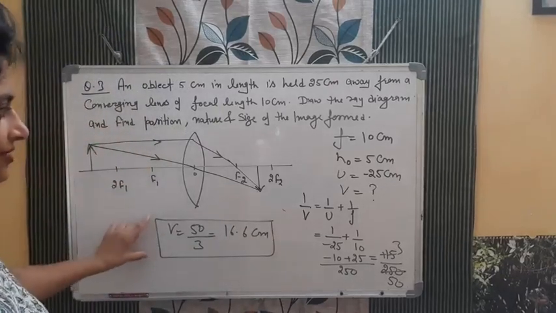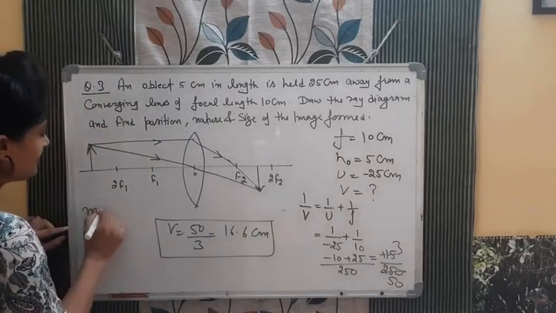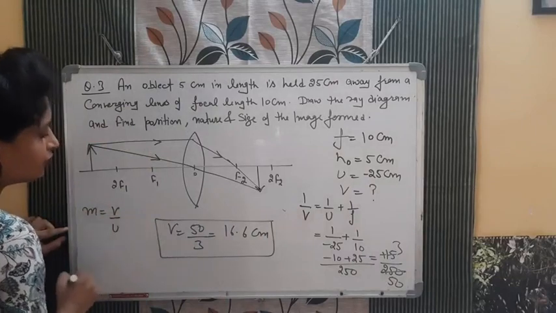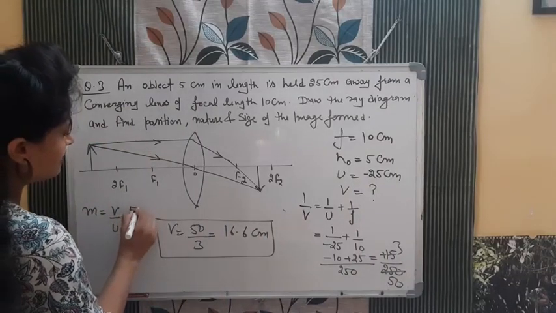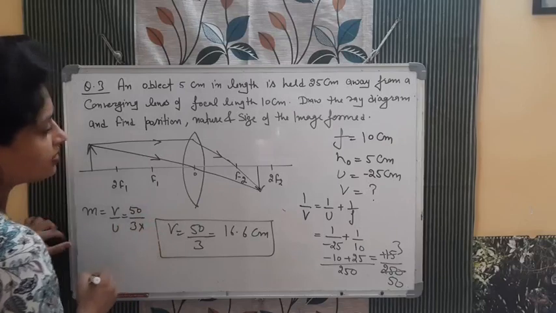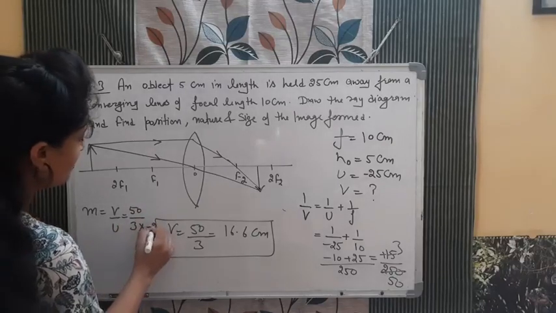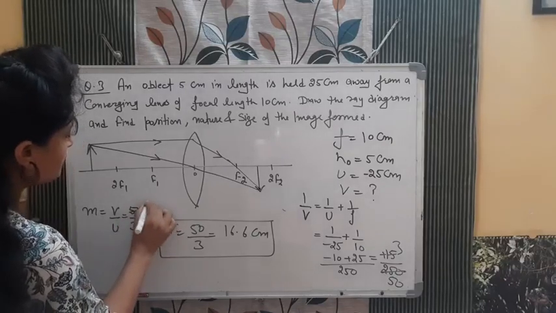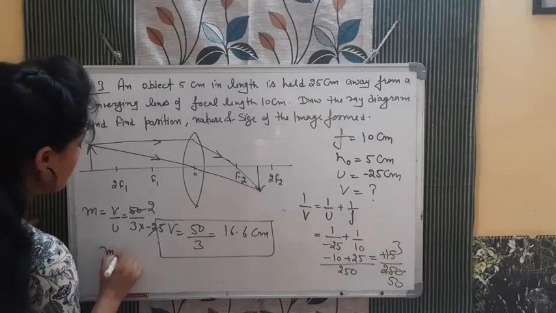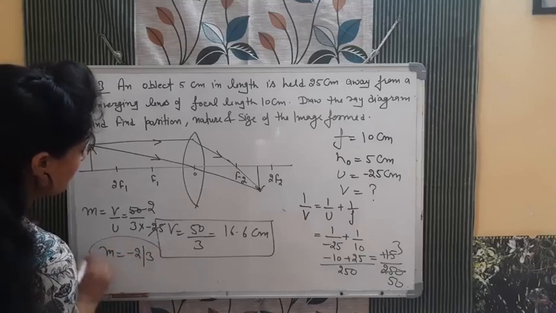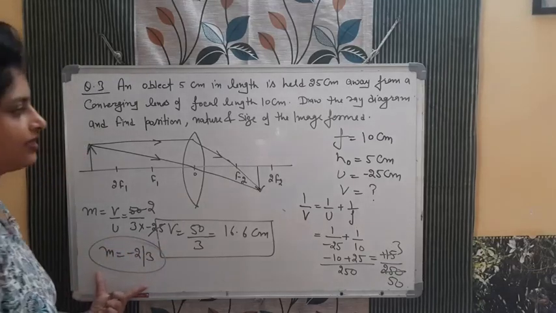Now you know the V, so you can calculate the magnification. That is V by U. V is 16.6, or we can say 50 by 3. And what was U? U was minus 25. So from here, when you solve, it will be minus 2 by 3.